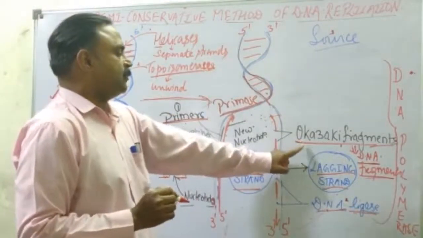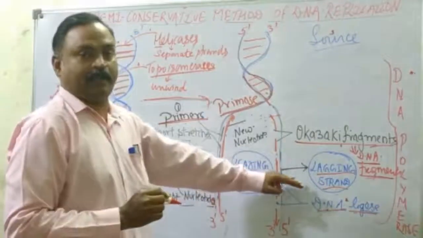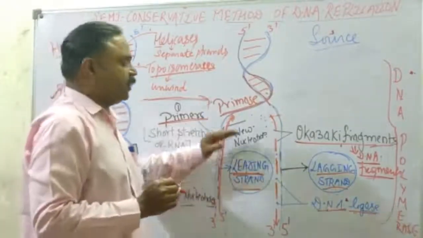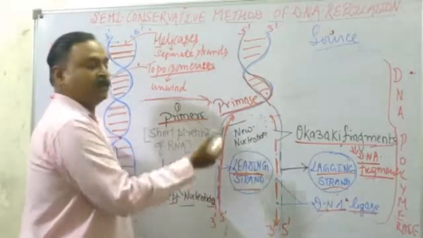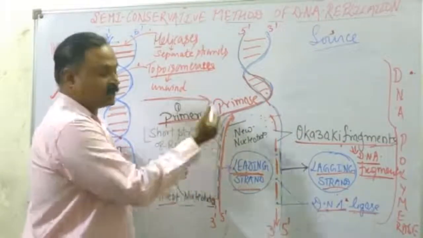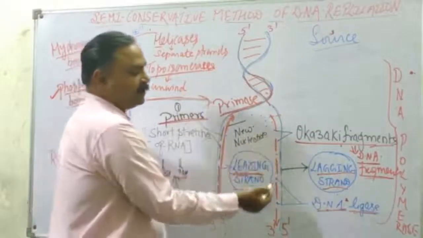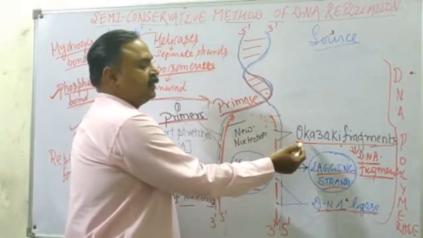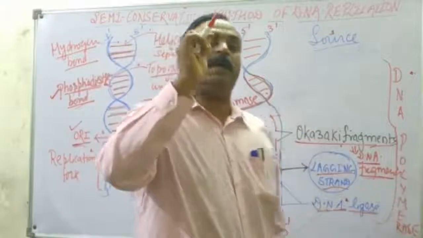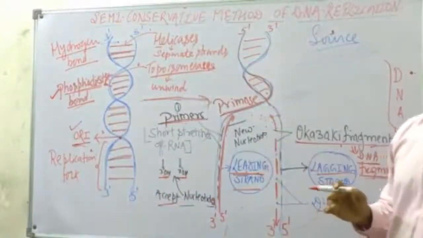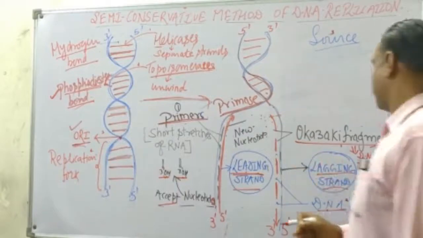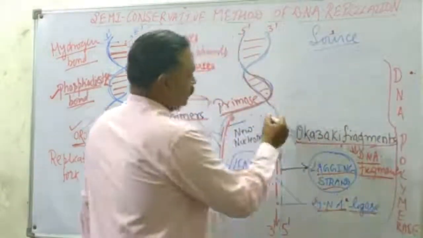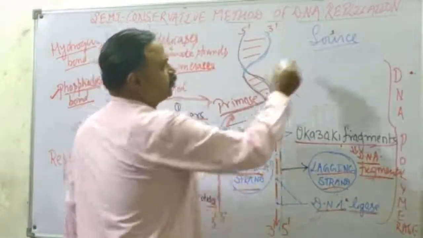So these are the concepts of the difference between leading and lagging strand. This strand is called leading because on this, DNA synthesis occurs continuously. So it leads, but here it lags behind because here the DNA replication occurs with the help of small DNA fragments called Okazaki fragments.